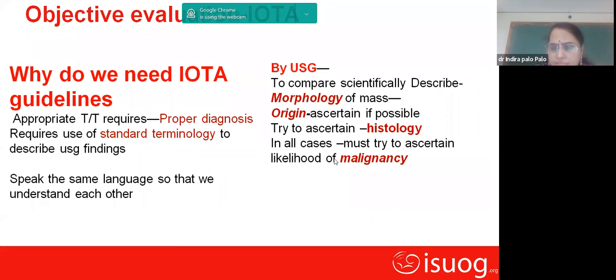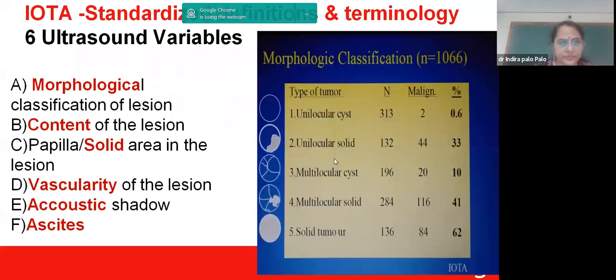We try to ascertain the origin of the mass, whether it is from the ovary, the fallopian tube or the parovarian tissue, and try to ascertain the histology. In all cases, we must try to ascertain whether there is a likelihood of malignancy. So before going for the IOTA simple descriptors, remember that IOTA has standardized definitions and terminology. We must know how to describe a mass. Only then can you go for the IOTA simple descriptors or simple rules.